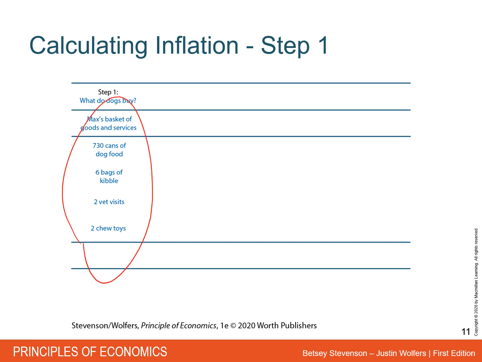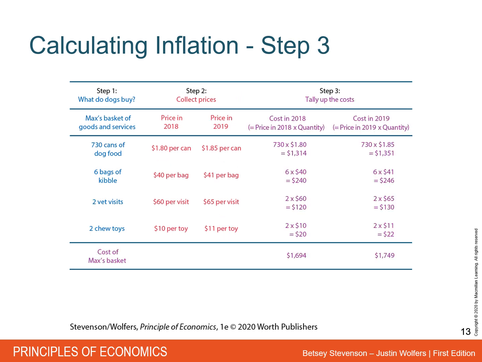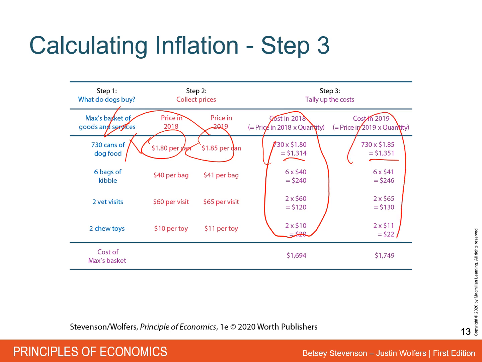And so that's our first step, to know what's in the basket. And then the second step, know what the prices of each item in the basket are. Now, since we are doing this as a comparison to show inflation, we're looking for the prices for this same basket in two different years, 2018 and 2019, and that's the price of each item in the basket. And then step number 3, we're going to total up the entire cost of the basket. So take the price, multiply by the quantity, and that will give you the total value here.